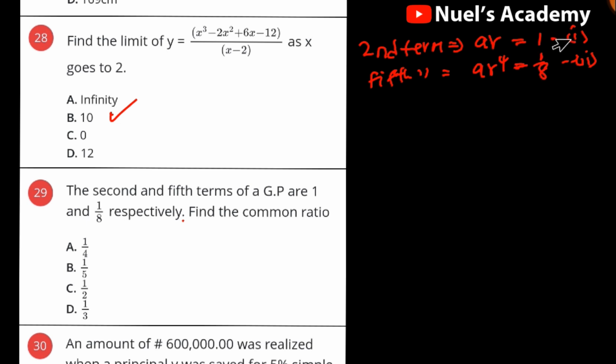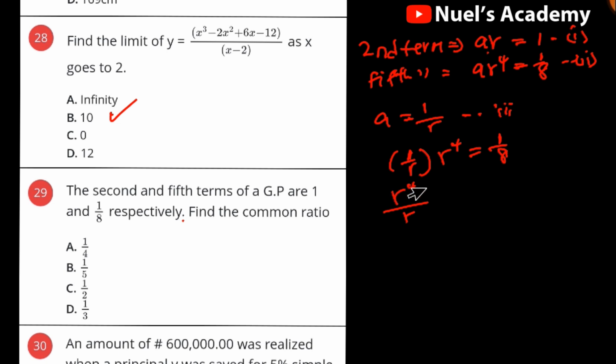From equation 1, we make A the subject of the formula because we are looking for R. So here A will be equal to 1 over R. Now let's substitute A equals 1 over R into equation 2. When we do that, we have 1 over R multiplied by R raised to the power 4 equals 1 over 8. So we have R raised to the power 4 over R equals 1 over 8. We cancel one of these R's here. We have R cubed is equal to 1 over 8.